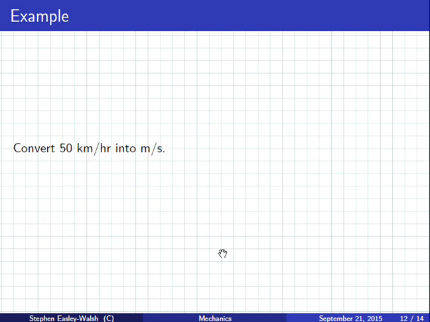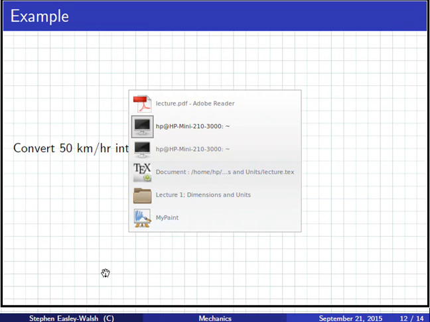Okay, so let's have a look at some examples where we have to use these prefixes. Just write this one down and then we'll do it together. Change 50 kilometers an hour into meters per second. Okay, let's have a look at this one.